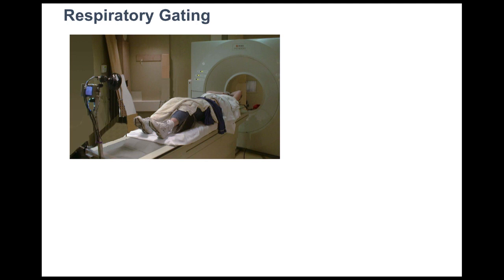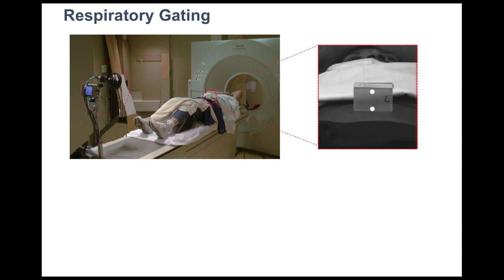Another approach for respiratory motion management is called respiratory gating. Let me show how this works. Going back to this system to track respiration. I'm showing it on the CT scanner, but this would really be done on the treatment machine. So again, you have a marker block that's on the abdomen of the patient, and this camera system can track it moving up and down.